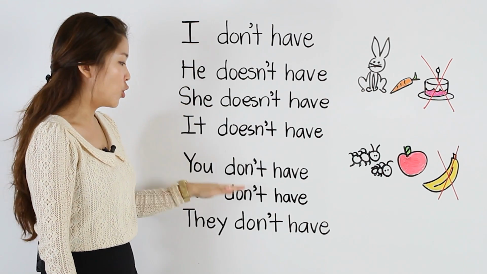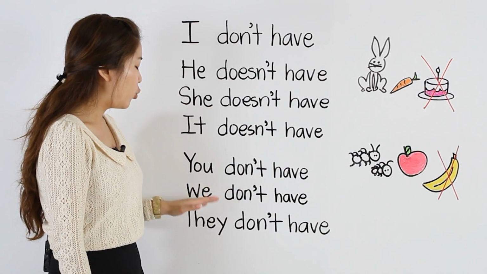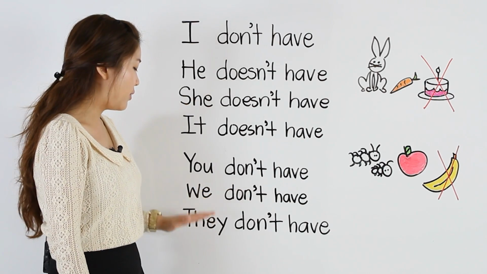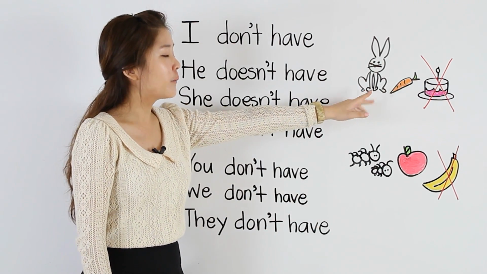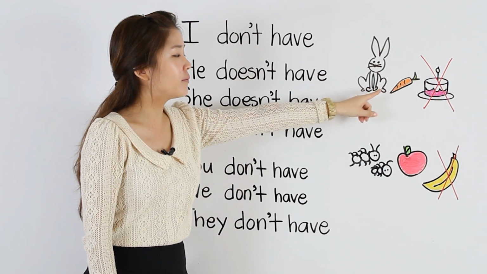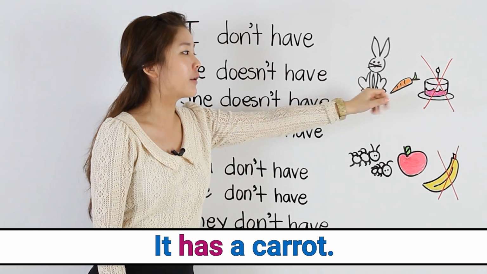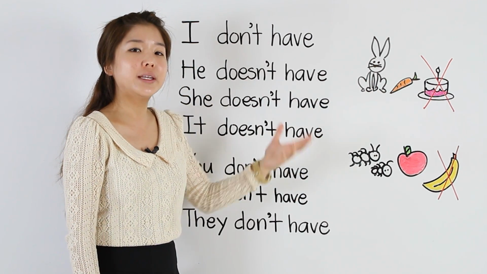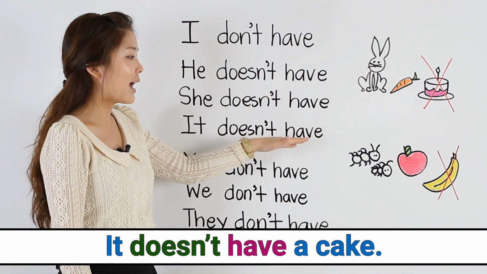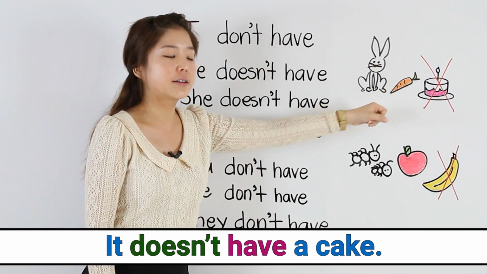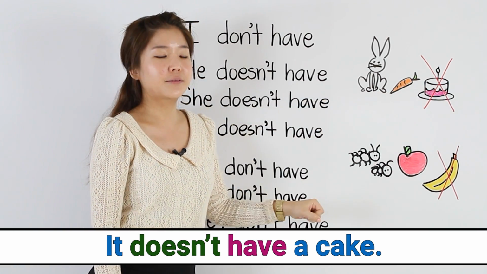We use don't have. You don't have. We don't have. And they don't have. So let's look at these pictures. Remember, we have a rabbit and a carrot. So we said, it has a carrot. Okay, but we're doing negatives. So we have to say, it doesn't have a cake.